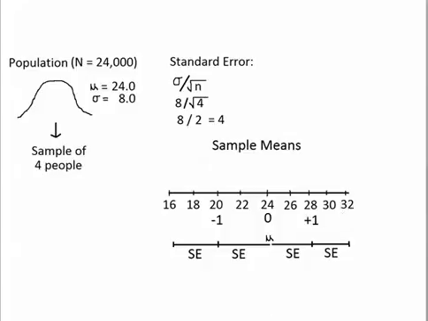In my example, the standard error is 4, so if my sample mean comes out 8 below the population mean, then my sample mean has a z-score of -2, and if my sample mean comes out 8 above the population mean, then my sample mean has a z-score of +2. In other words, if my sample mean comes out to 16, then my sample mean has a z-score of -2, and if my sample mean comes out to 32, then my sample mean has a z-score of +2.